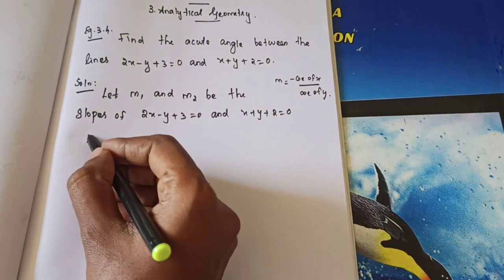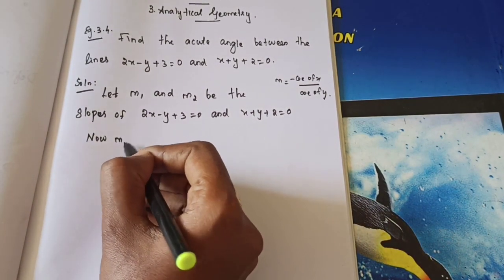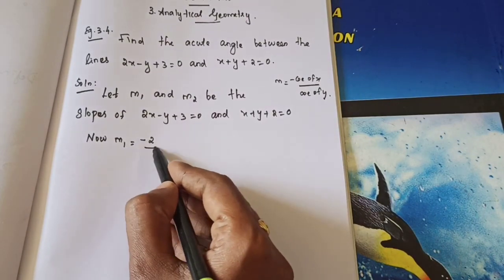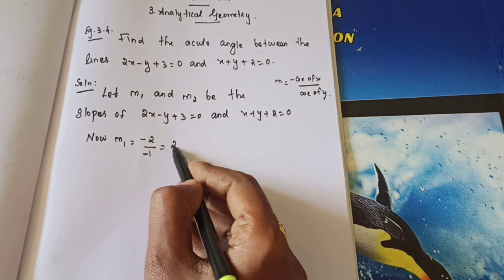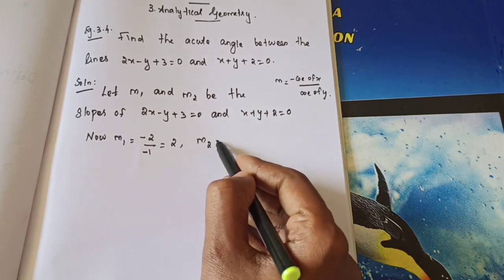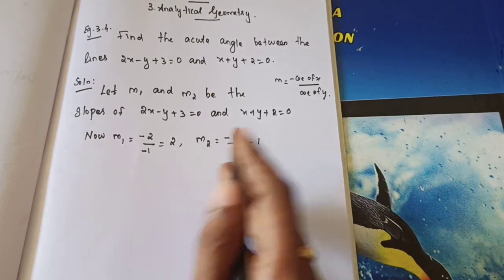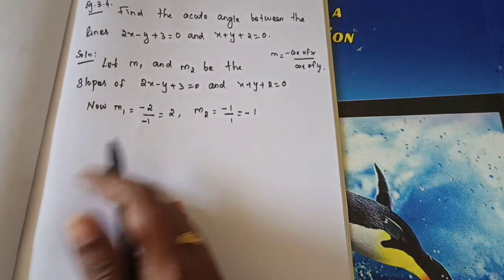First find m1. Now m1 is equal to minus coefficient of x divided by coefficient of y, so minus 2 divided by minus 1, and you will get 2. Then how will you find m2? Minus coefficient of x, that is minus 1, divided by 1, that is minus 1. Now you know the values of m1 and m2.